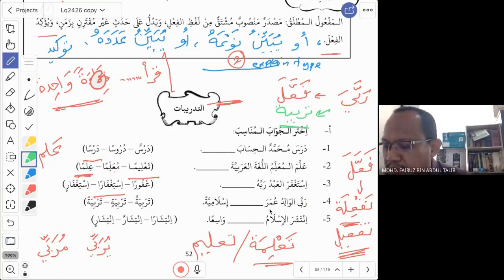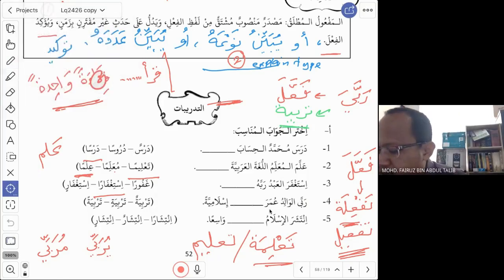Yes, so this is the masdar, tarbiyah. Do you see tarbiyah in the answers? Yes, we have all three words, the same word, tarbiyah, tarbiyah, tarbiyah. So this is the masdar, tarbiyah. But what is the correct one to make it maf'ul mutlaq?